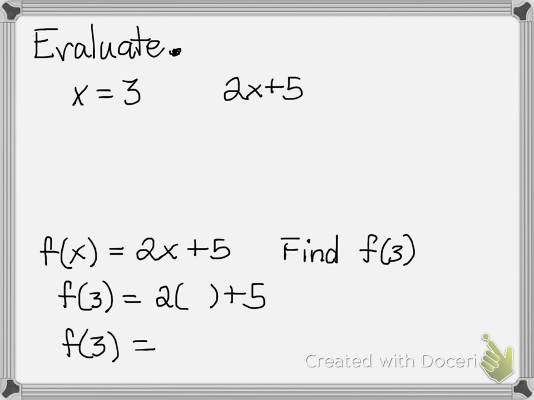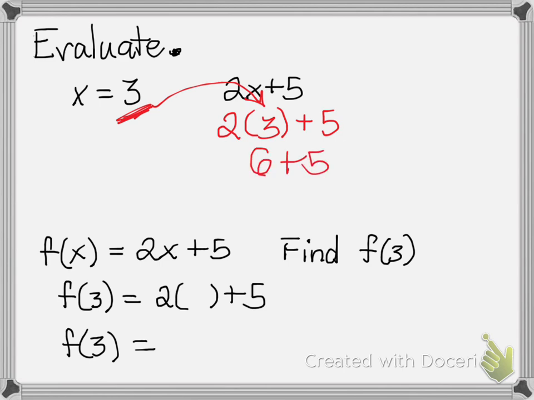That's what substitution is. So instead of me saying x, I'm going to say 2 times parentheses for now plus 5. Guess what I'm going to plug into the parentheses? You got it. That 3 is going to go in there. 2 times 3 gives me 6. So now we have 6 plus 5, which is going to equal 11. And now we have completely evaluated it.